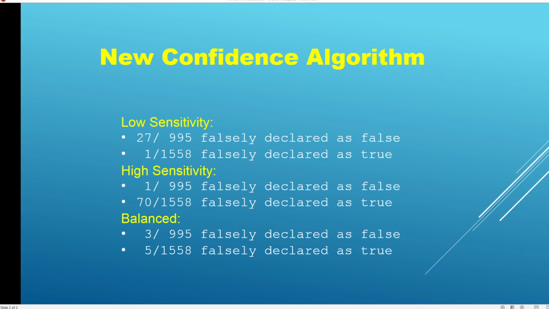Now, the balanced approach is what I recommend. It works very great across all data sets, and it had only 3 out of 995 true objects falsely declared as false, and only 5 of the 1,558 false objects were declared as true. So it's a very, very good balanced approach, and again, I would highly recommend it as a default setting. But if you have issues, then you might try the other two options.